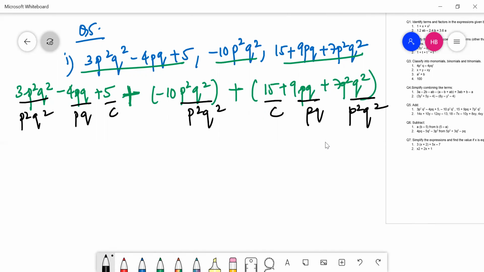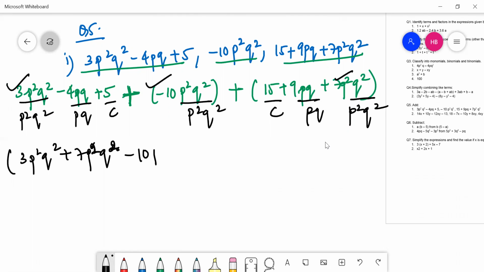Now I'm going to group the like terms together. 3p square q square plus 7p square q square, and so first this term, then this term and these terms. These three are like terms. So minus 10p square q square. Okay. So I have grouped the p square q square terms together.